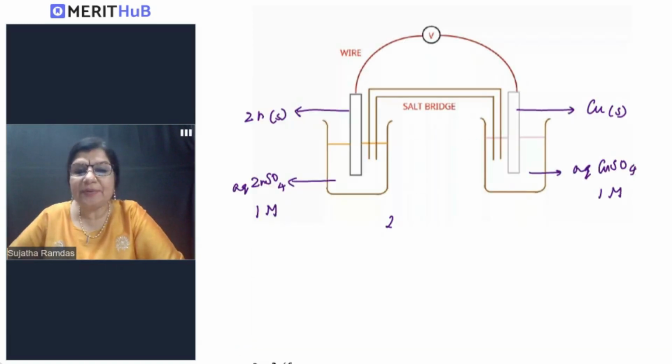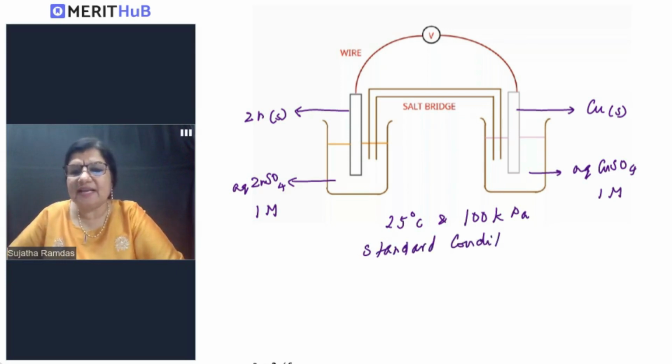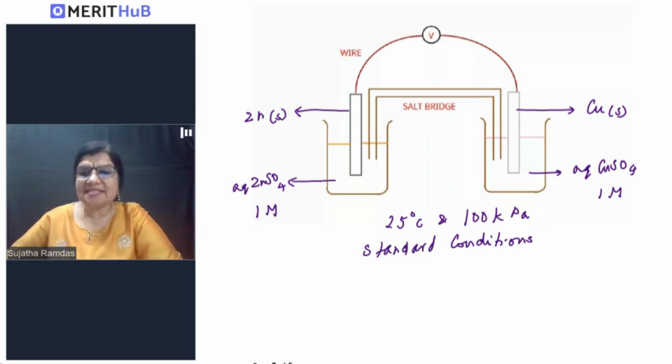If the temperature is 25 degrees Celsius or 298 Kelvin and the pressure is 1 atmosphere or around 100 kilopascal, this is under standard conditions. So this galvanic cell has been constructed under standard conditions. Under these standard conditions, let's find out the E0 cell, the standard cell potential. To find that, we need to know the individual reduction potentials.